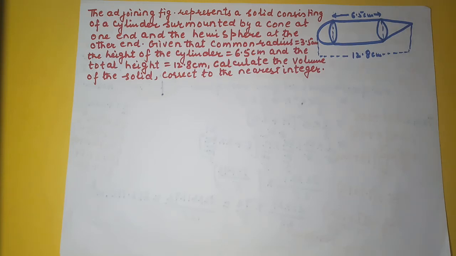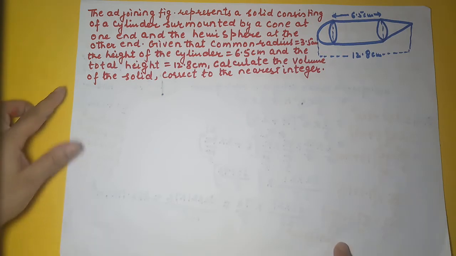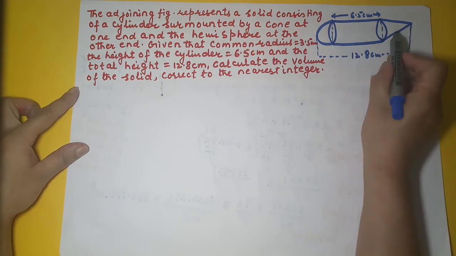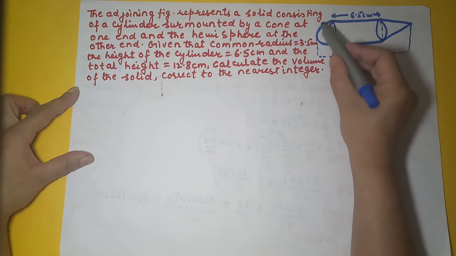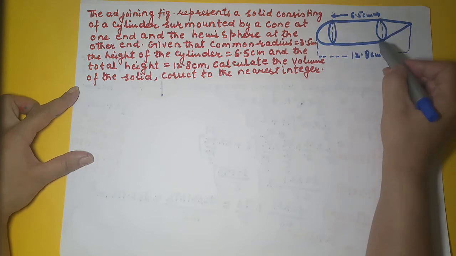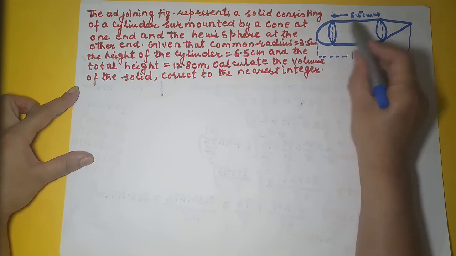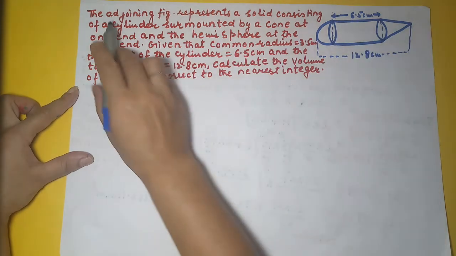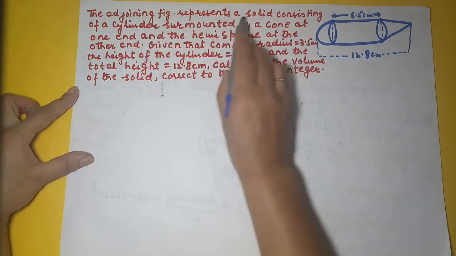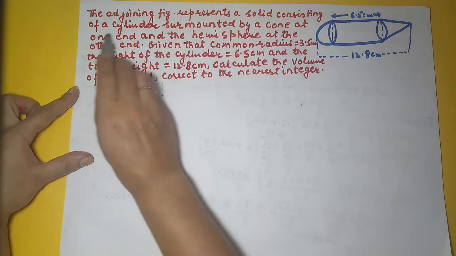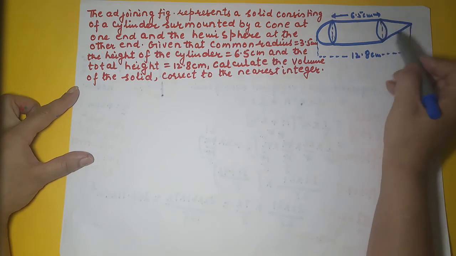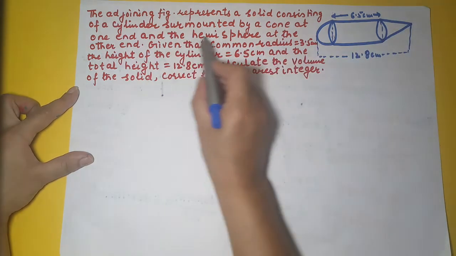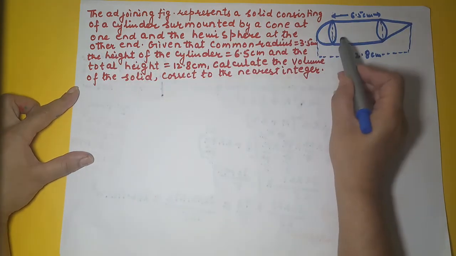In this video, we are continuing with the spheres. Now, he has given us the figure like this. This figure is comprising of three figures: one is a hemisphere, another is a cone, and the third one is the cylinder. He's saying that the adjoining figure represents a solid consisting of a cylinder surmounted by a cone. That means a cone is placed at one end and the hemisphere at the other end, right?